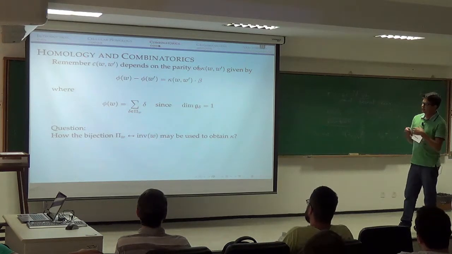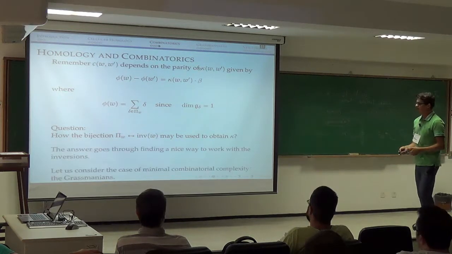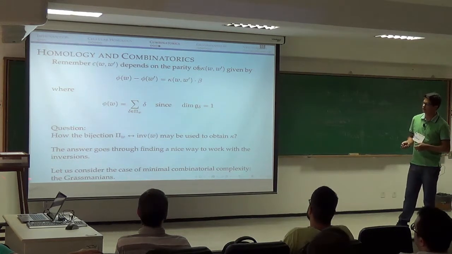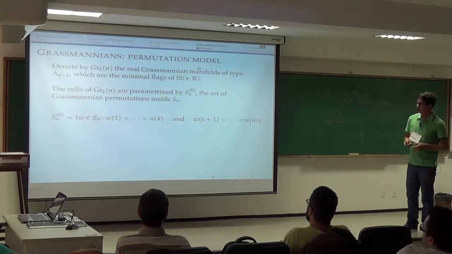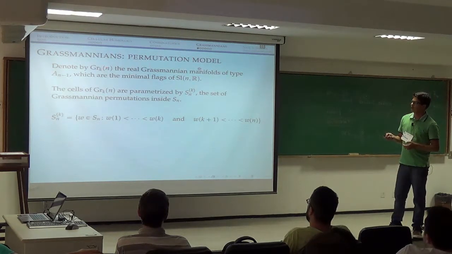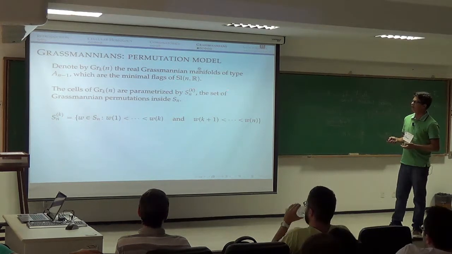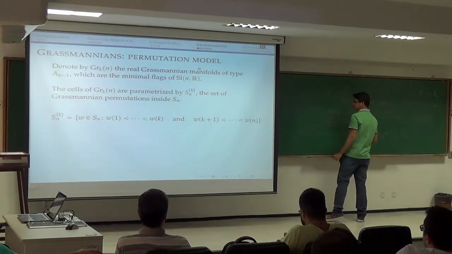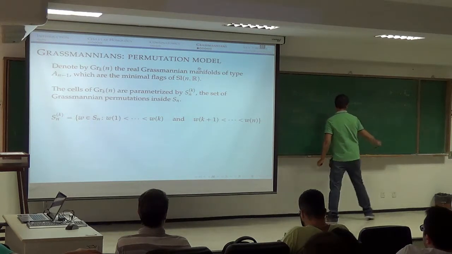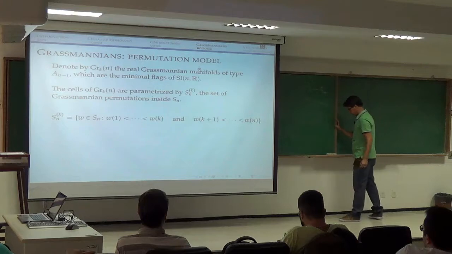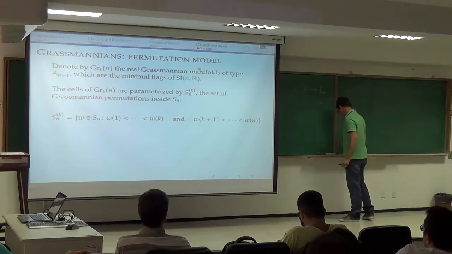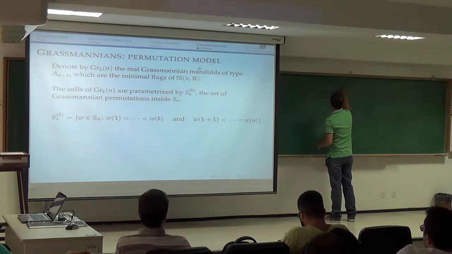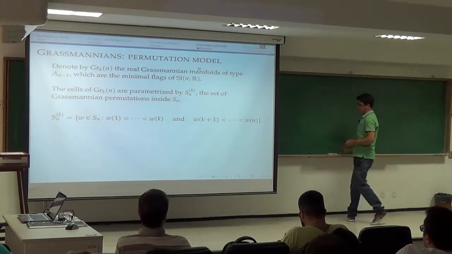To make things easier, let's go to another example, the Grassmannians, because these have the minimal combinatorial complexity. We denote the Grassmannian by Gr(k,n), the real Grassmannian manifold. So it's of type A, and the Dynkin diagram is A n minus 1.